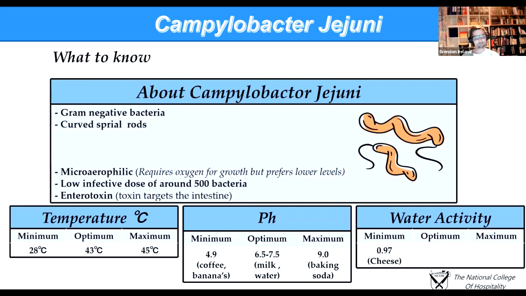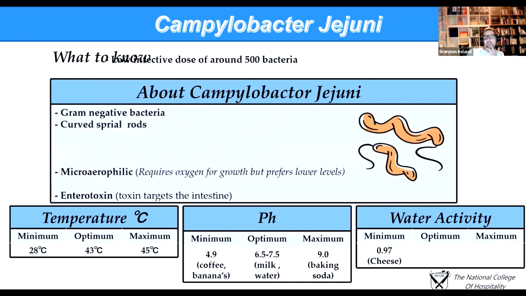Its temperature range: the minimum is 28 degrees Celsius, the optimum is 43 degrees Celsius, and the maximum is 45. On the pH scale, the minimum is 4.9, which relates to coffee and bananas. The optimum pH is 6.5 to 7.5, so neutral pH levels, things like milk and water. And then the maximum pH tolerance is 9.0, which relates to baking soda. Water activity has a minimum of 0.97. If you were interested to know what that is, that's things like your normal mature cheddar.